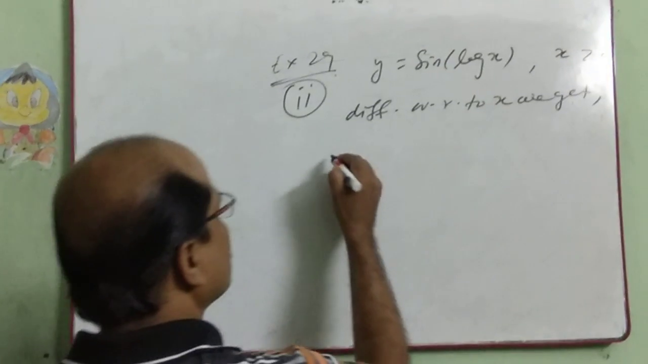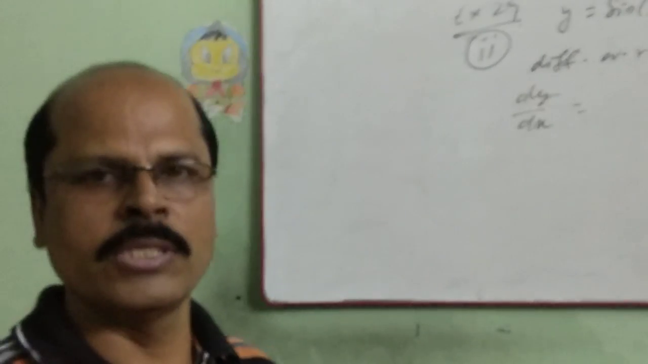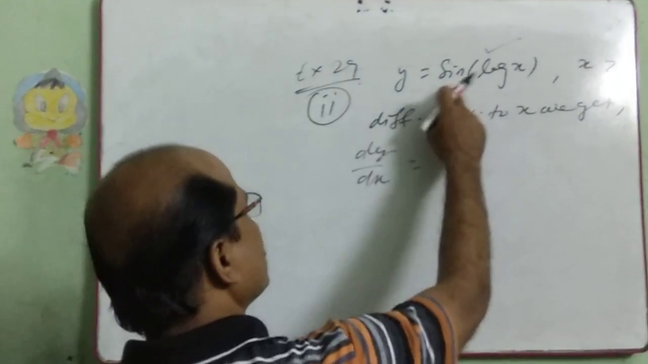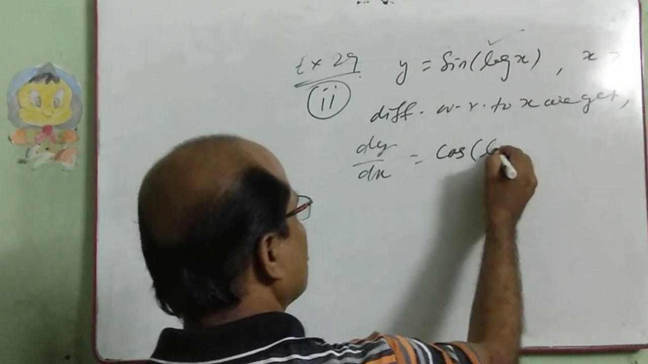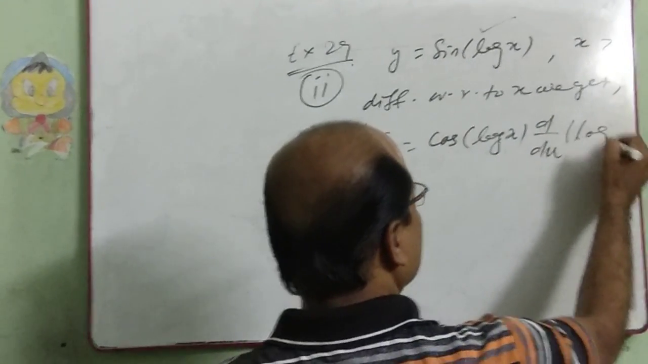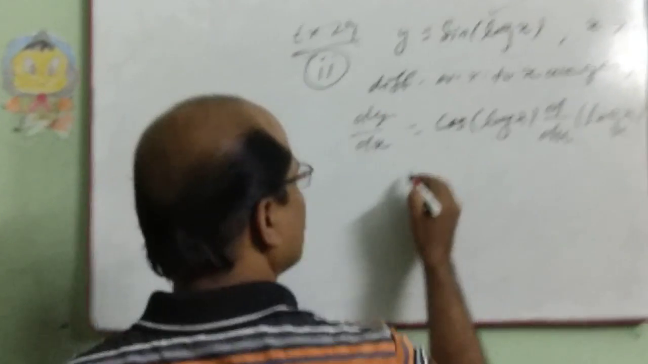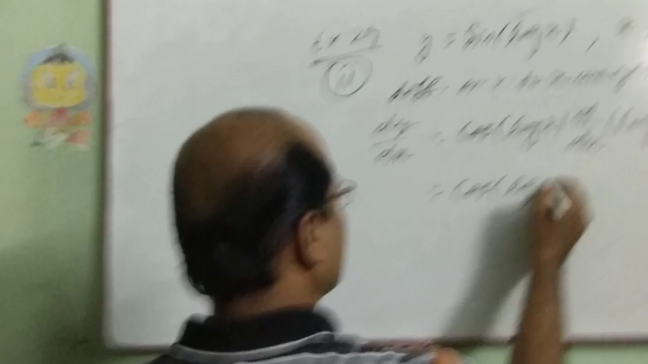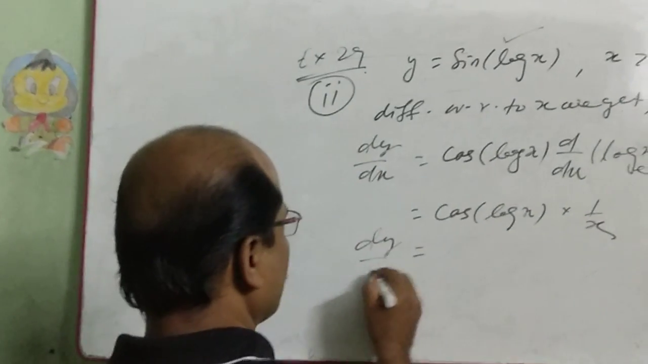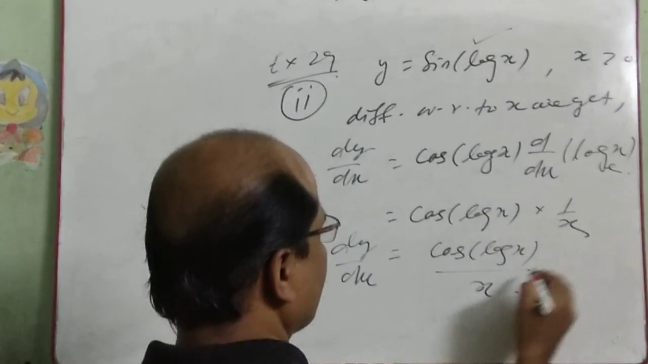we get dy by dx. This is a composite function, so here we can use the chain rule. Sin t, suppose, so its derivative is cos t, that is cos of log x, and again the derivative of t, meaning log x. Here log means it is base e. So I write cos of log x, and log x derivative is 1 by x. Therefore dy by dx equal to cos of log x divided by x.